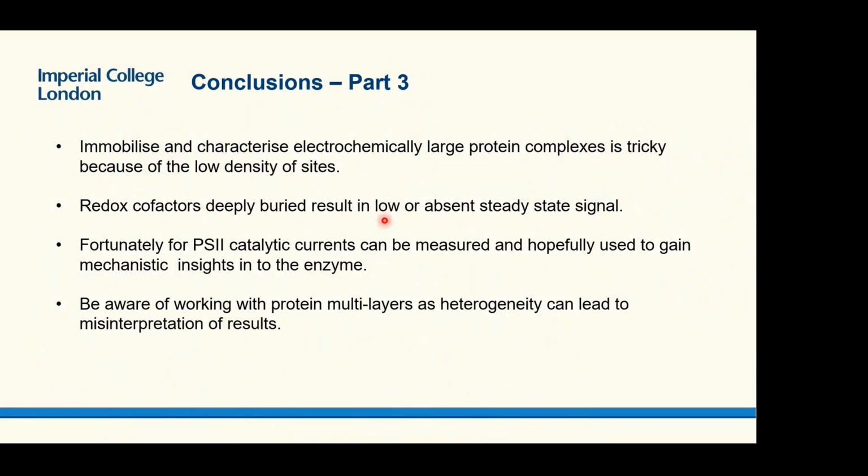So just to conclude, in terms of the final part, to immobilize and characterize large proteins is obviously much more difficult. There is now the advantage of using this mesoporous material that allows you to increase, a little bit like the eggs in an egg basket, you can surround the protein with the material so that you can increase your chances of having good connectivity between the electrode surface and the protein.